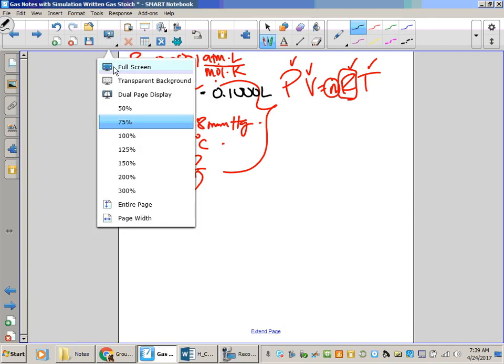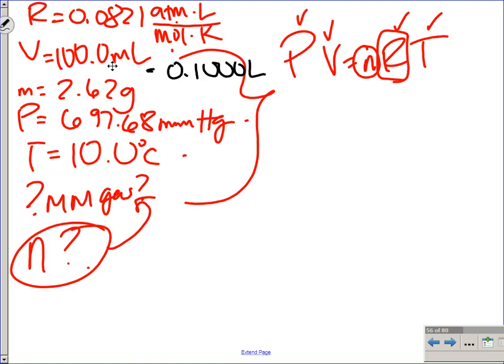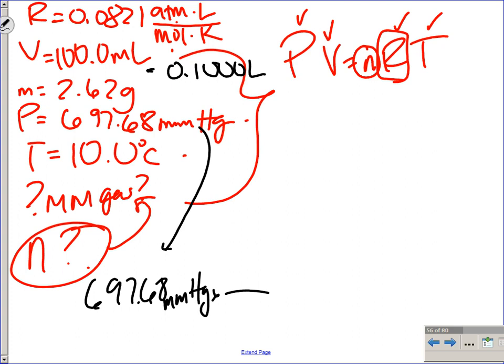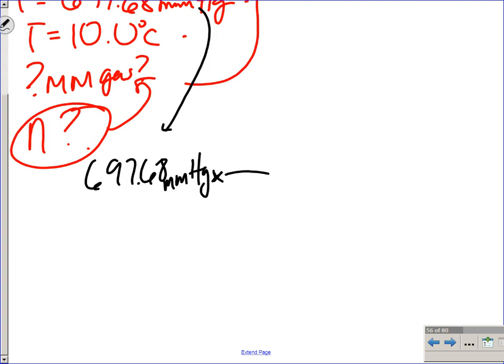Right, so here's the problem where some of you are going to get stuck. How do you convert from millimeters of mercury to atmospheres? Okay, so you're taking 697.68 millimeters of mercury, and you've recognized the relationship. I'm showing the conversion, right? So I know the relationship between millimeters of mercury and atmospheres. What is it? 760 what? Millimeters of mercury, and I'm going to put that top or bottom? Bottom, because I want to cancel millimeters of mercury, and that's converted to 1 atmosphere.